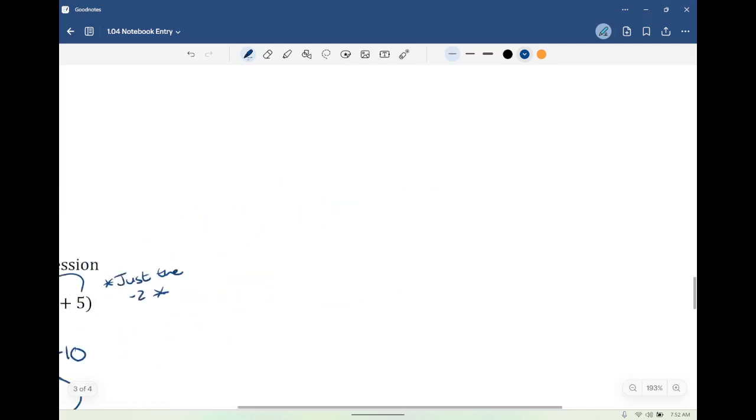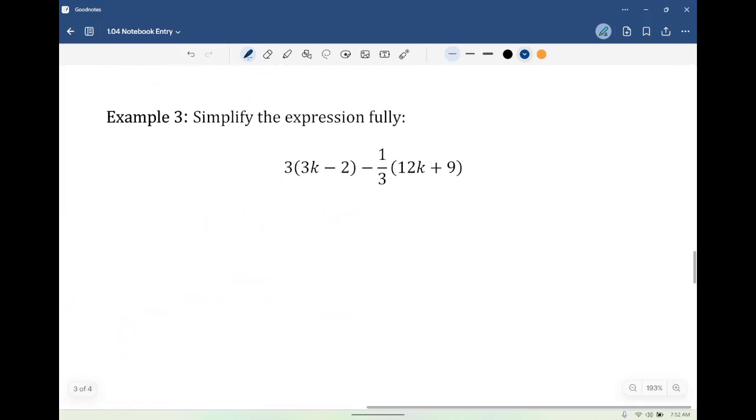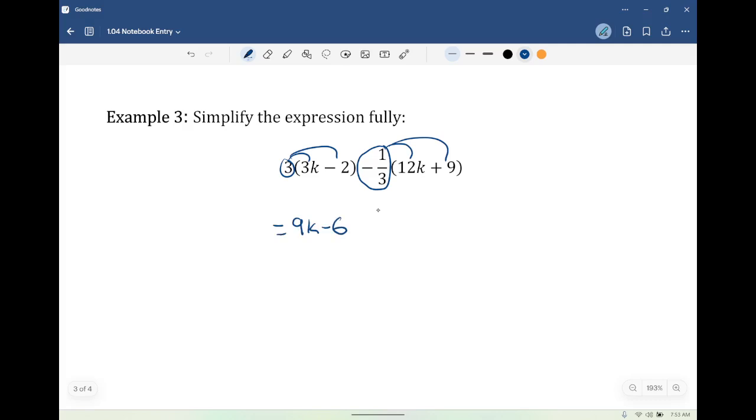Take a look at example 3. Now, again, even more going on here. Not only do we now have distribution of a positive integer, but we now have distribution of a negative fraction. Well, let's take a look. First thing I'm going to do, this 3's got to get distributed, and then this negative 1/3 needs to be distributed over here. On the left, it's a little bit easier, right? It's just a 3. And so 3 times 3 is going to get me to 9k minus 6.